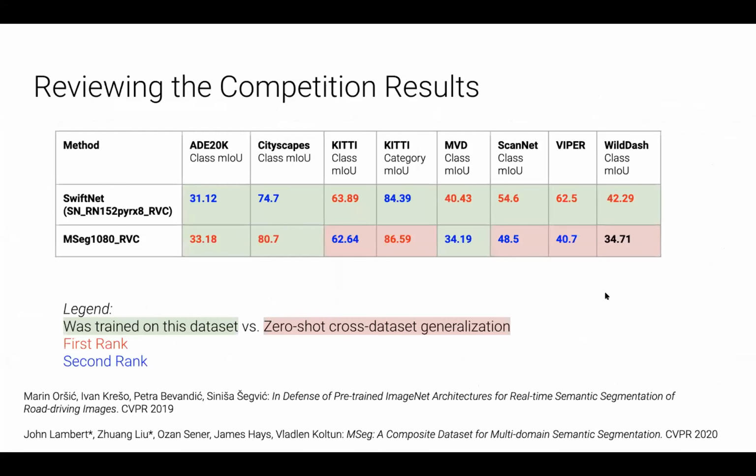And so if we go to our Robust Vision Challenge results, SwiftNet is the winner, and congratulations to them. Our approach is a little different from theirs. We didn't train on KITTI, we didn't train on ScanNet, we didn't train on Viper, and we didn't train on WildDash. So for these data sets, these are zero-shot cross data set generalization, and our performance is a little worse on ScanNet and Viper and WildDash accordingly. But we did have superior performance on Cityscapes and 8020K and one of the KITTI categories.